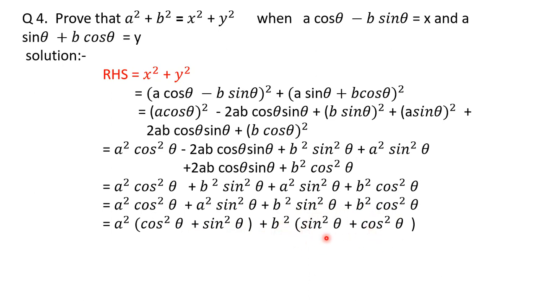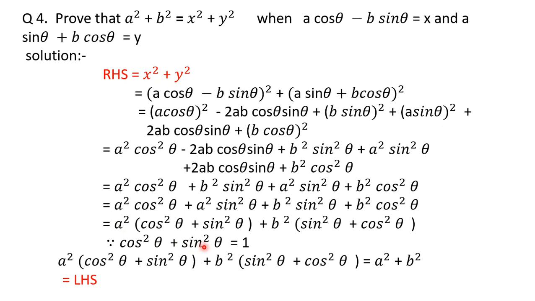Now in this one, sin square theta plus cos square theta, we know that it is 1, so we can write it as a square into 1 plus b square into 1, that is equal to a square plus b square. So it's proved that a square plus b square is x square plus y square.